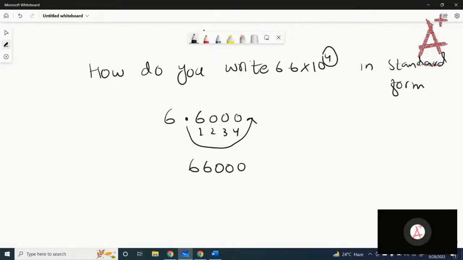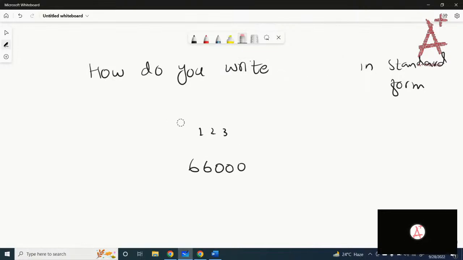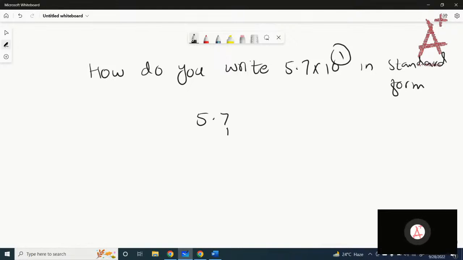Okay, the next one is, how do you write 5.7 times 10 exponent 1 in standard form? The exponent of 10 is 1. That means you have to move the decimal point 1 place right. You already have one. Just move this decimal point from here to here. So the correct option is 57. Got it? Select the correct option. OK button.